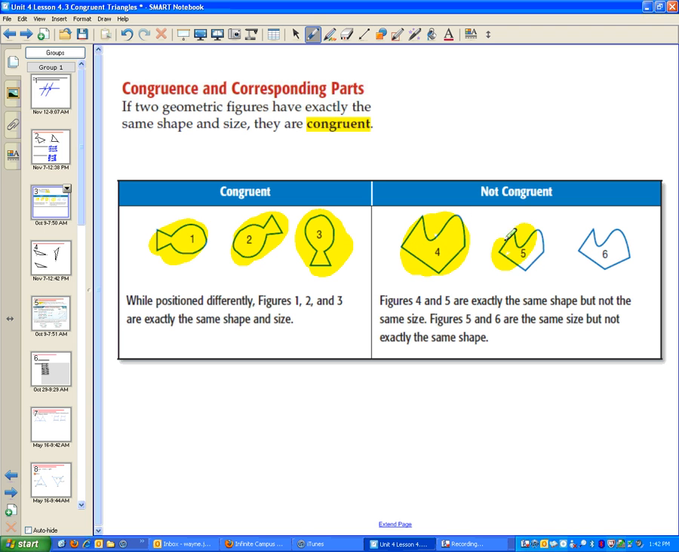Now look at the ones that are not congruent. 4 and 5 have the same shape, don't they? But they're not the same size. That's called similar. Similar figures have the same shape, different size. We'll spend a lot of time with similar triangles later on.